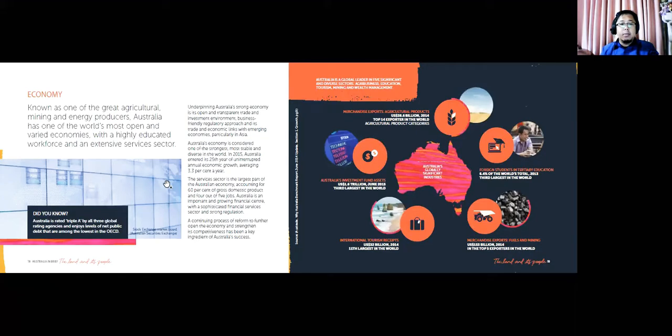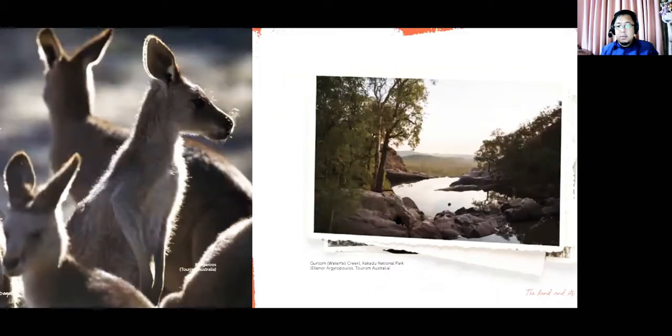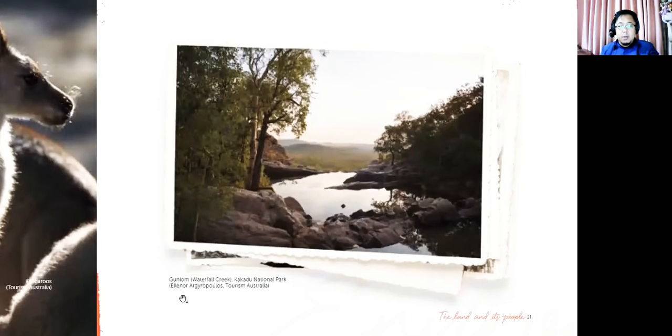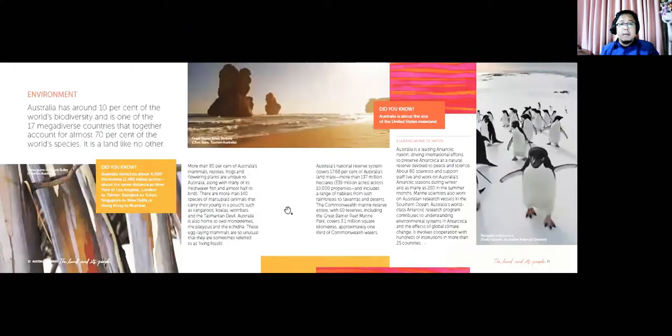Nah, sekarang kita masuk. This is cute kangaroo, and this is the. Let me see what is that. This is the Gunlom Waterfall Creek, Kakadu National Park. Oke, nah sekarang kita lihat ini ada environment. Australia juga mendukung, ternyata Australia adalah the leading Antarctic nation.